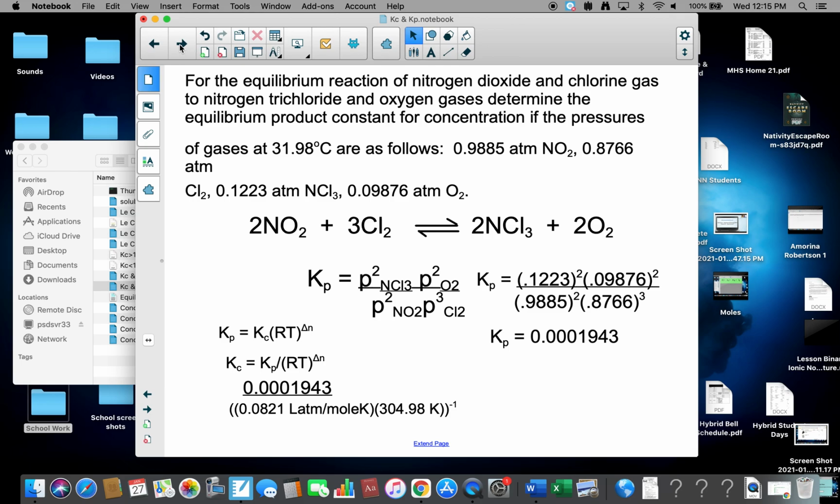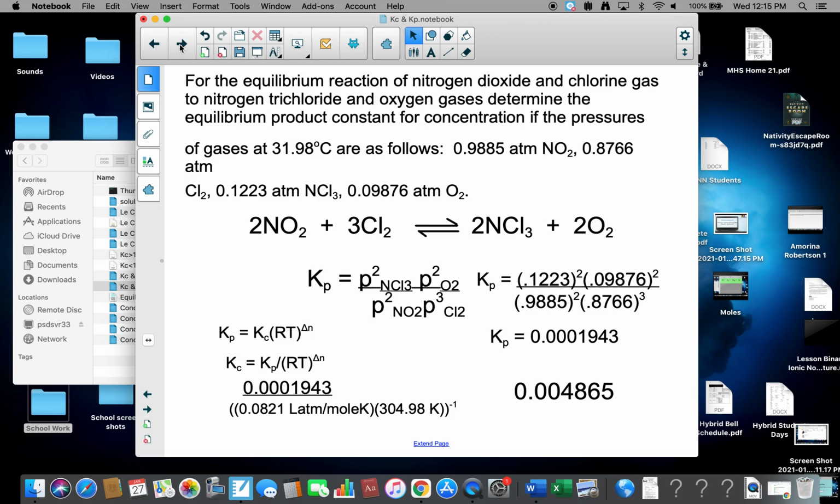So we take 0.0001943 divided by the quantity 0.0821 times 304.98, raised to minus 1, and we get 0.004865. That's what the Kc is when the Kp is that value.